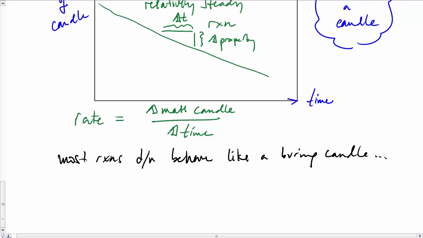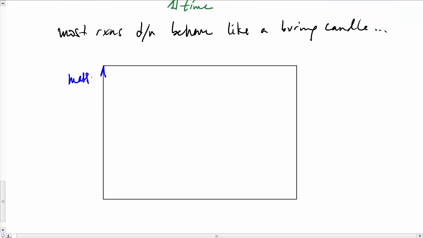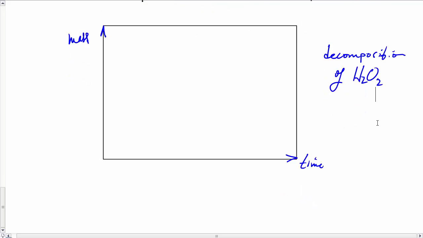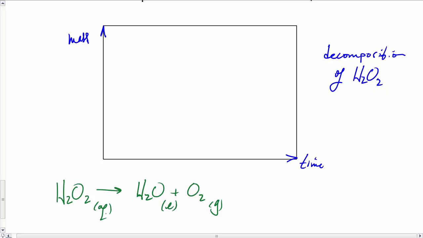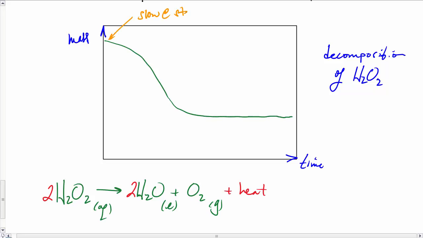But most reactions don't really behave like a burning candle, which was very steady. Here's a reaction that behaves differently. This is back to that decomposition of hydrogen peroxide again. Have a look at what happens. Again, we remember here the hydrogen peroxide decomposing into water and oxygen gas, and heat. Now, this reaction here is heat sensitive. So at the beginning it starts slow, the reactants are cold, then it gradually speeds up.